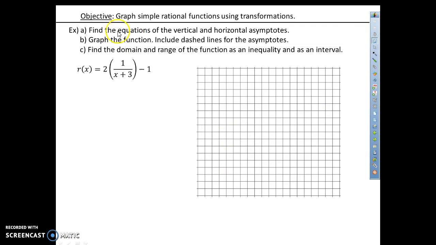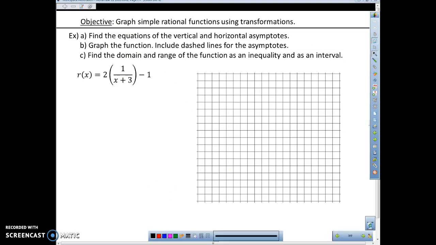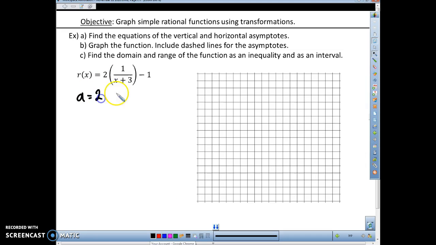Really quickly, I'm going to go ahead and do this next example. Here, in order to graph this, I need my a, h, and k. A is 2. H is a negative 3. Remember, we want to see subtraction in the denominator. And my k value tacked on at the end is a negative 1. So what does this mean for graphing?